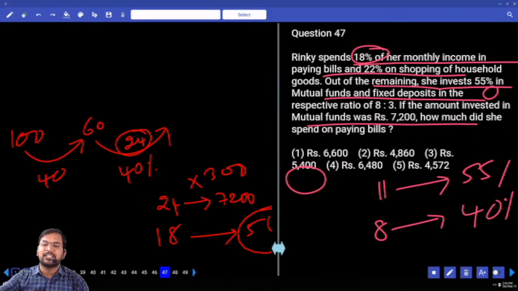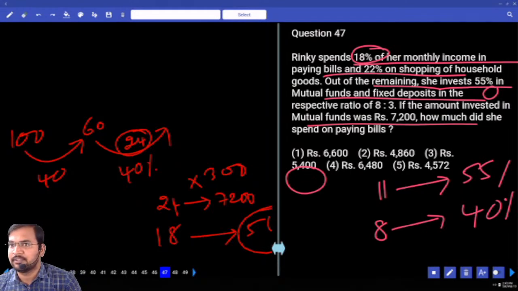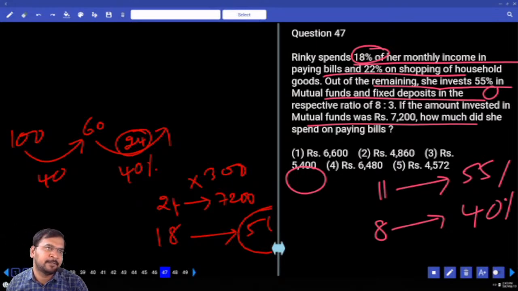That 55% is mutual funds and fixed deposits, and the ratio is 8:3. All of you clear? 8:3 makes 11 parts, and 11 parts is 55%. 8 parts is 40%.